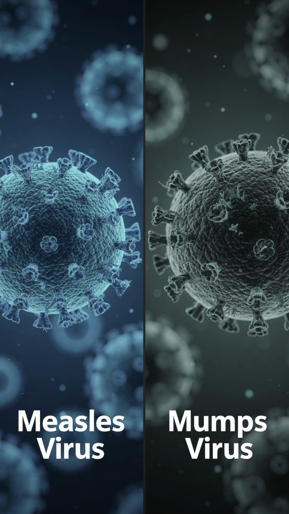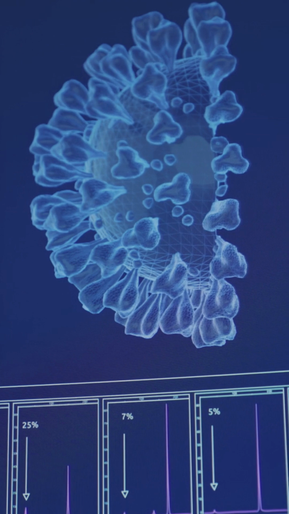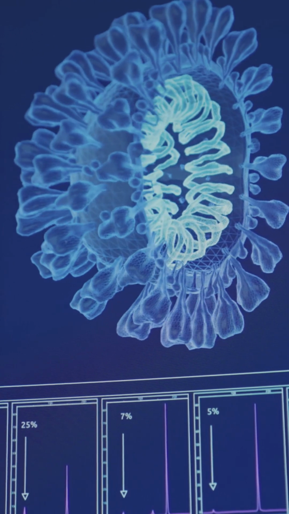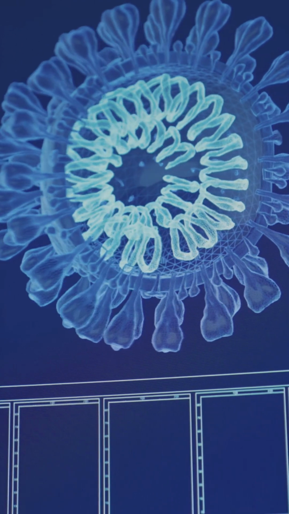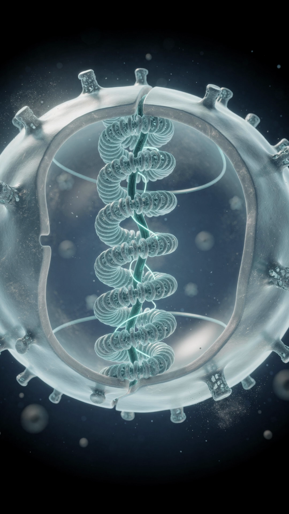Among the best-known members are measles virus, mumps virus, respiratory syncytial virus, human parainfluenza viruses, and the highly pathogenic Nipah and Hendra viruses. Paramyxoviruses are enveloped viruses with a negative-sense single-stranded RNA genome. Unlike influenza viruses, their genomes are not segmented. Instead, the viral genetic material consists of a single continuous RNA molecule enclosed within a helical nucleocapsid.